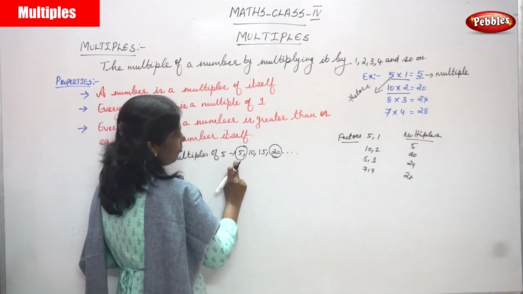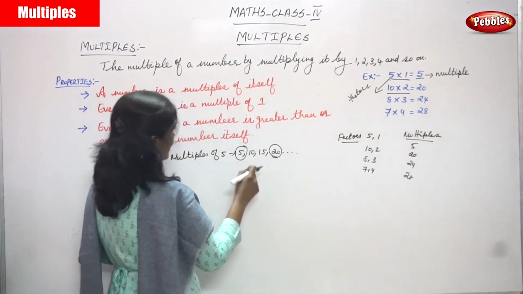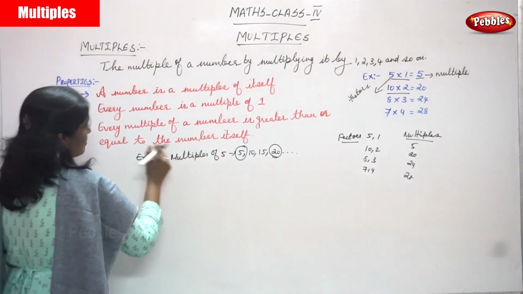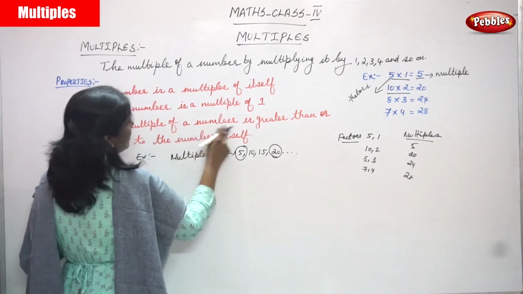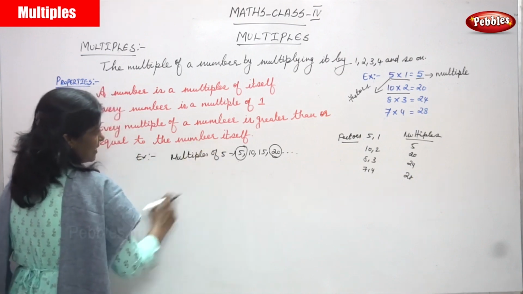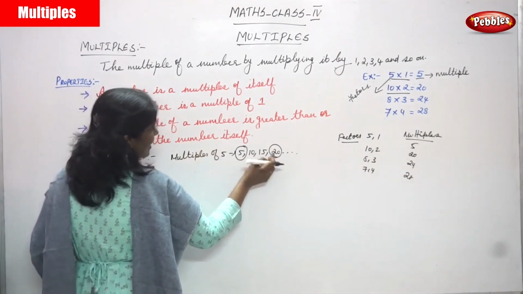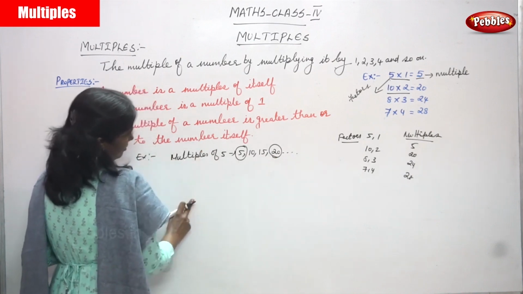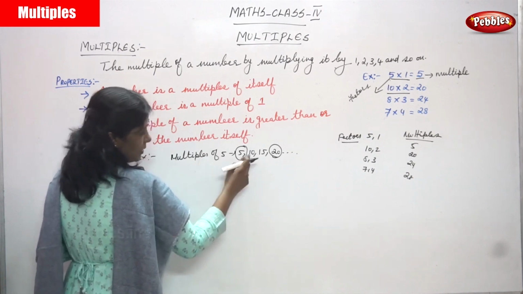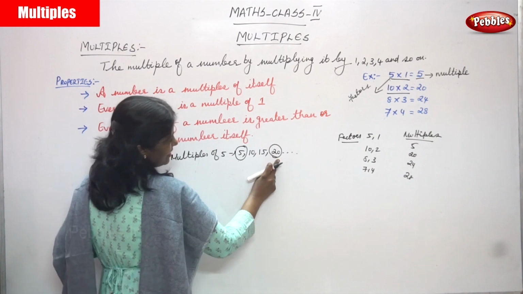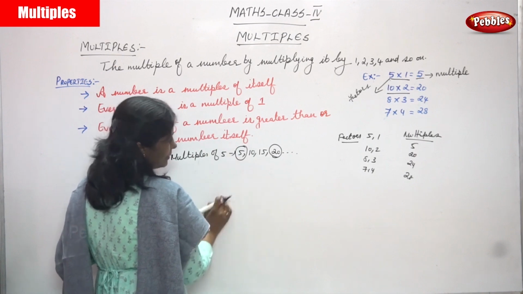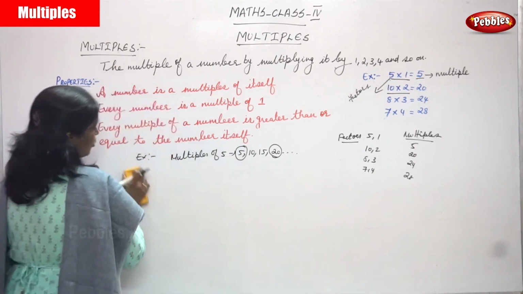So every multiple of a number is greater than or equal to the number itself. 20 is greater than the number, but equal to the number itself means you can get the same number. For example, multiples of 5 include 5 itself. Compared to the other numbers, 20 is greater, but at the same time, greater than or equal to the number means you can get 5 as a multiple. This is the meaning.